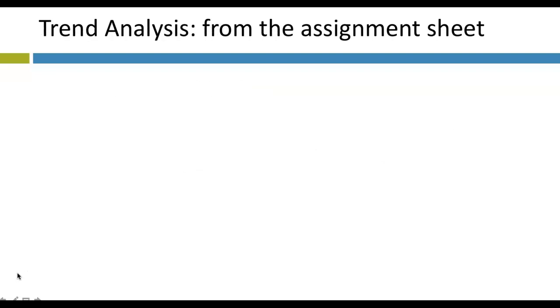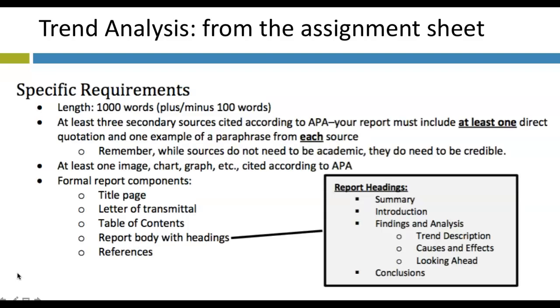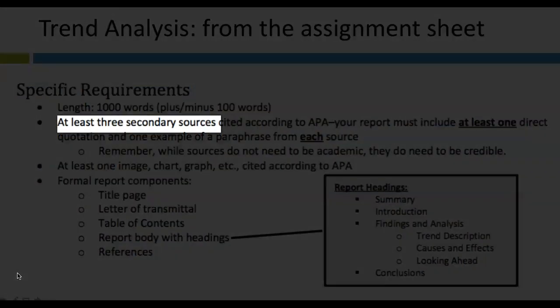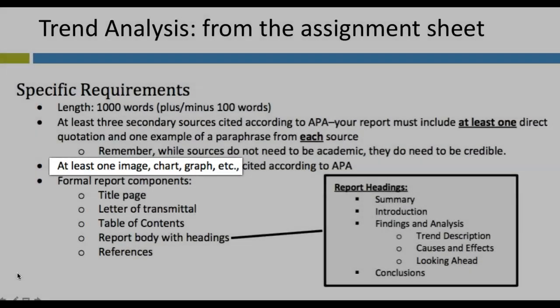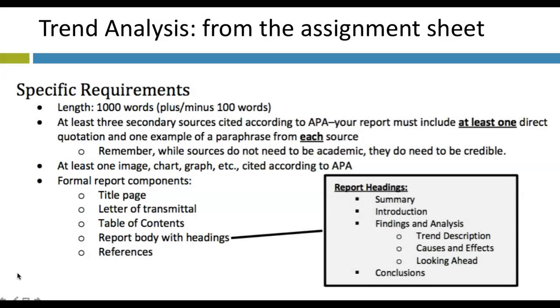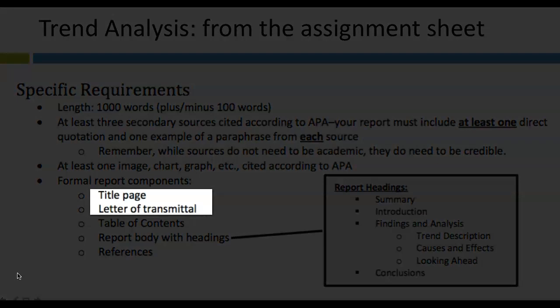In terms of the trend analysis, let's just take another quick look at the requirements. Make sure that you've got what we're asking for in terms of secondary sources. Don't forget one visual element, a photo, chart, or whatever, properly cited. Please remember that the Fleming Library has very helpful tips for you about how to cite visual sources. Or you can always go to OWL at Purdue, the online writing lab. Finally, your team needs to make sure you've got all the report components, including the title page and a letter of transmittal.